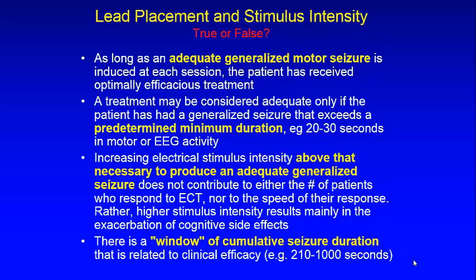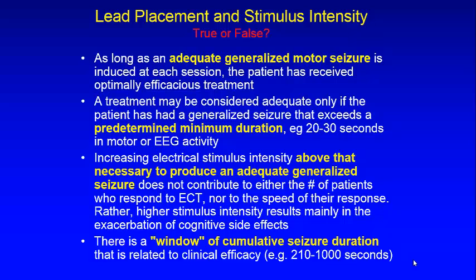The second one is that you could consider this to have been an adequate generalized motor seizure only if the patient has had a seizure that exceeds a predetermined minimum duration, such as 20 to 30 seconds, in motor or EEG activity. The next question is: is it true that if you increase the energy setting above that necessary to give you an adequate generalized seizure, it really doesn't contribute to either the number of patients who respond to ECT or how quickly they respond, the speed of their response? Rather, all it's going to do is exacerbate cognitive side effects.